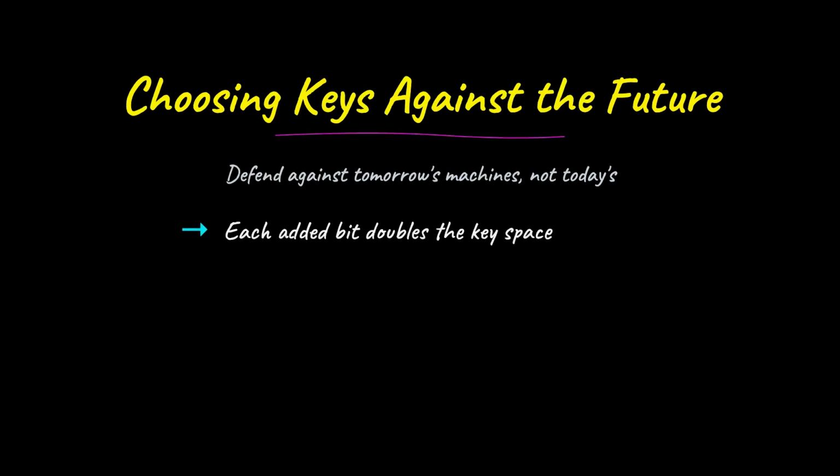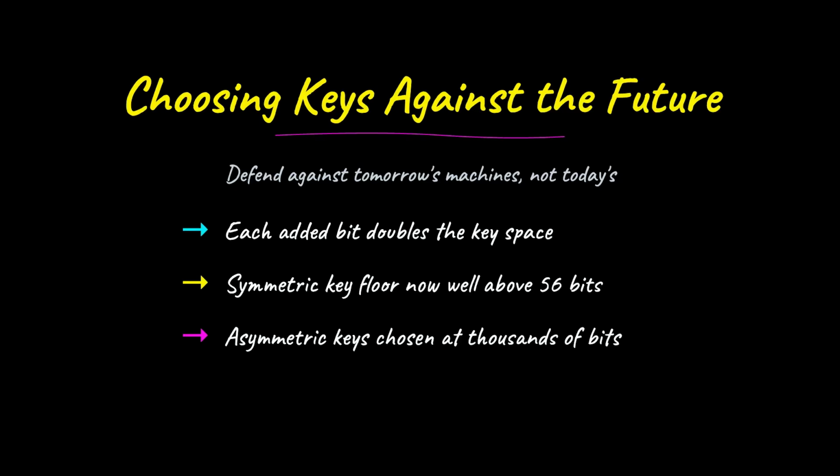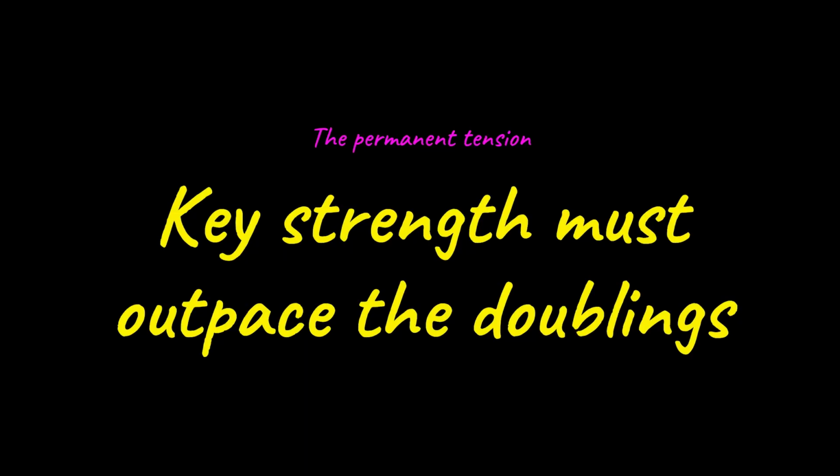The practical response is to lengthen keys ahead of time, since each added bit doubles the key space, matching the same exponential lever attackers get from faster hardware. That's why symmetric keys now sit well above the old 56 bits, and asymmetric keys run to thousands of bits, with margin built in for data that must stay secret for years to come. Moore's law steadily erodes any fixed key length, so security holds only when key strength is judged against future capability and stays ahead of the doublings for as long as the data must remain protected.